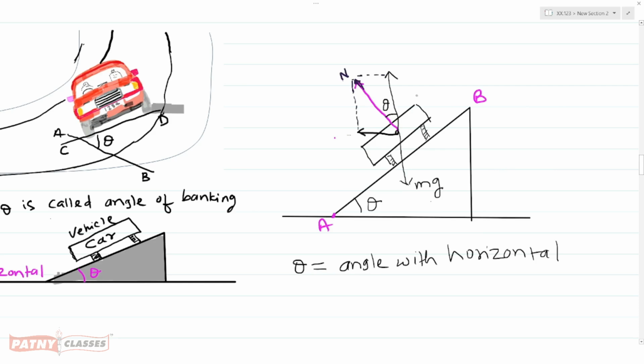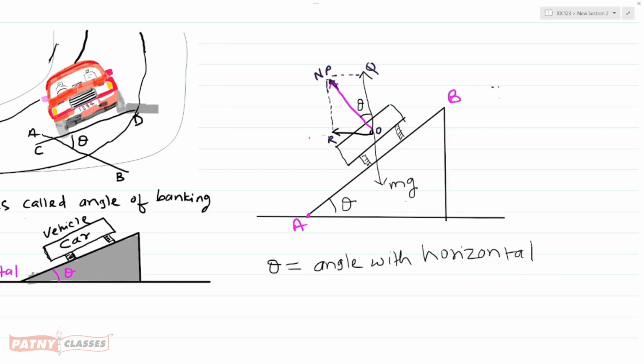Now we need to find the horizontal and vertical components. Here in this derivation, I am neglecting the coefficient of static friction. There are two situations to find the angle of banking: with consideration of static friction, and without consideration of static friction. So in this video, I am developing the angle of banking without static friction.